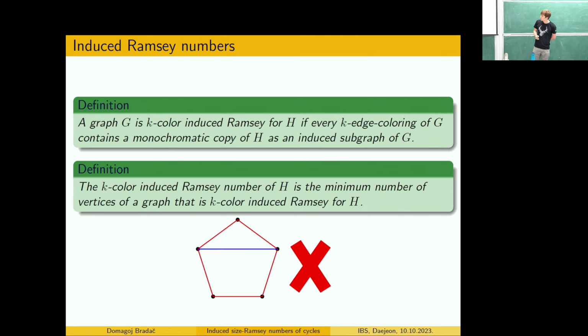Just to be on the same page, suppose H is a 5-cycle, and in your graph you find something like this. It's a red 5-cycle, but there's a blue edge across. So this would not be good. This 5-cycle should be induced in the entire graph G, not just in the respective color class.